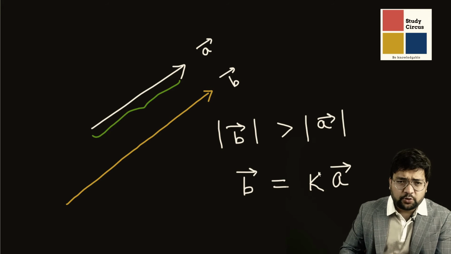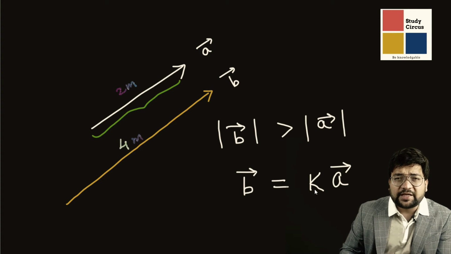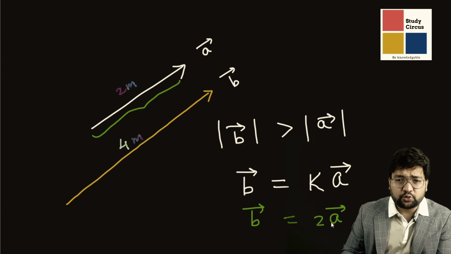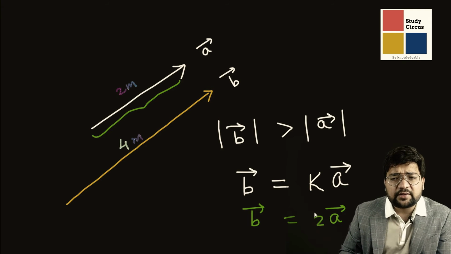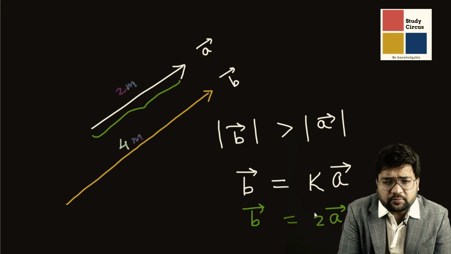Suppose, for example, the tail of a is 2 meters and the tail of b is 4 meters. So k is 2 times, right? I can write that vector b is 2 times vector a. k here becomes 2. A scalar, 2 is just a number, which signifies a scalar. Fine, this is one thing about magnitude.